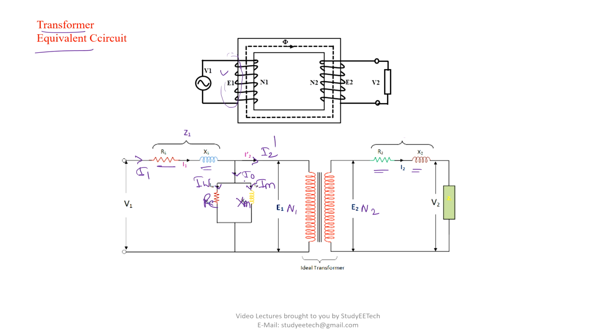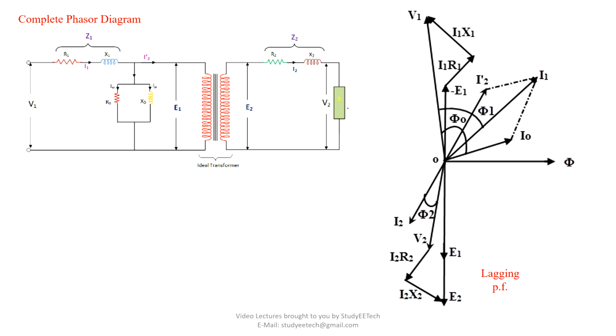Now we will connect the load. We consider the load to be lagging first. Okay, so what will it be? Now look, everything remains same. I'm telling you, first you draw this phi, right? Then you draw this IO.